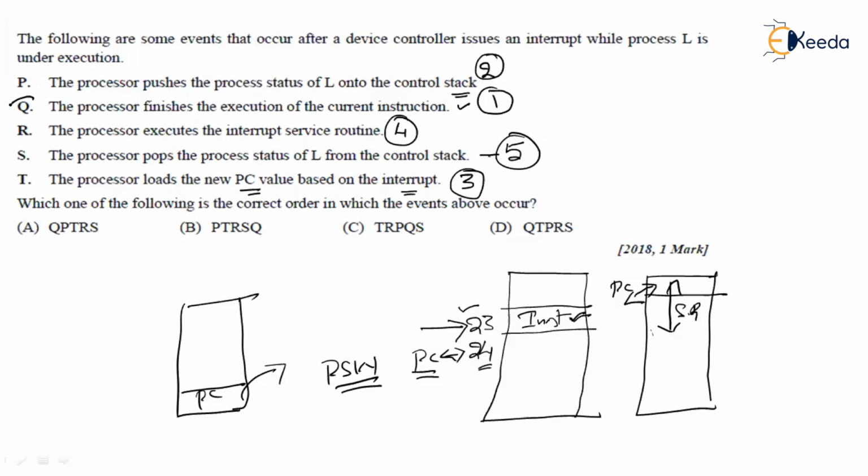this is Q, P, T, R, S. QPTRS is the correct option.